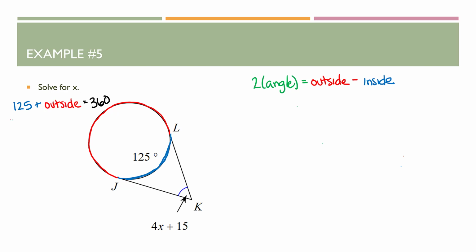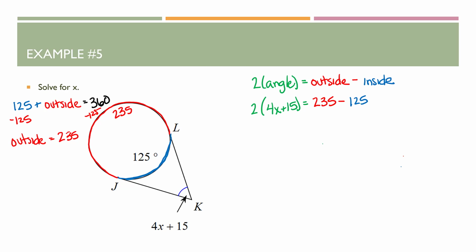So I simply subtract 125 from each side, and I find my outside arc is 235 degrees. So I'll stick that right here, 235. And now I'm all set to start plugging in some values. My angle is 4x plus 15. So I just plug that in. Equals the outside 235 minus the inside 125.